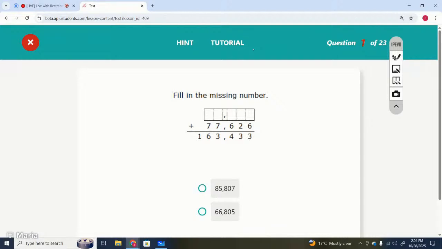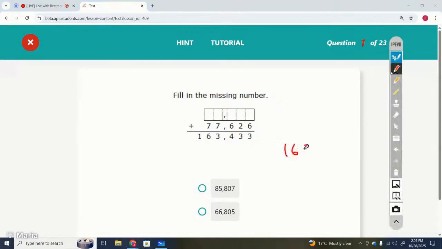So we are given one of the numbers, the other number is missing, and we are given the sum also, right? So how do we find the other number? We need to subtract the given number out of the sum, right? So 163,433 take away 77,626. So we need to subtract.